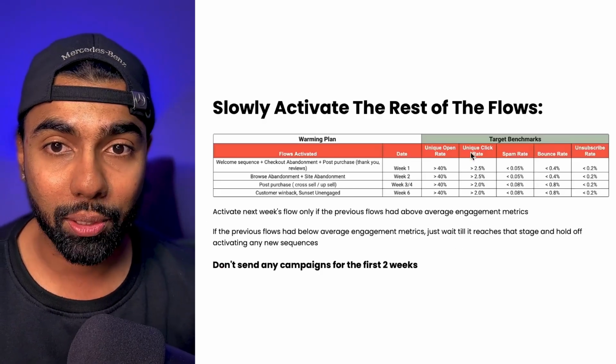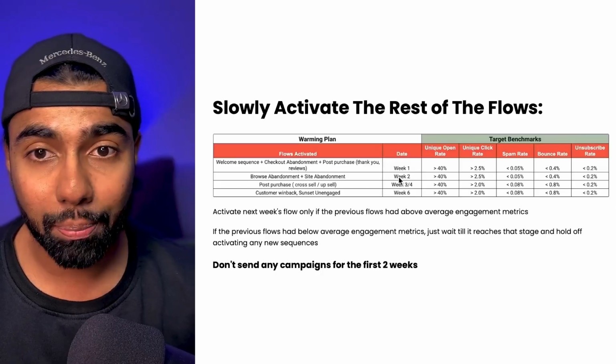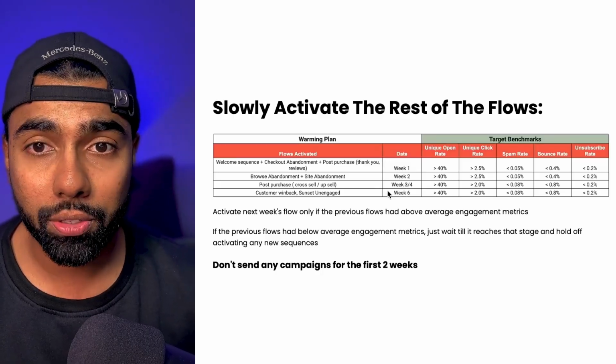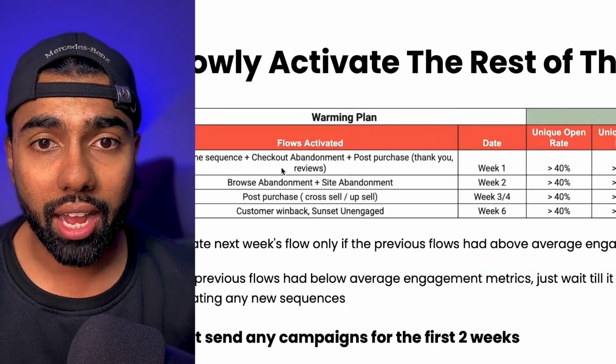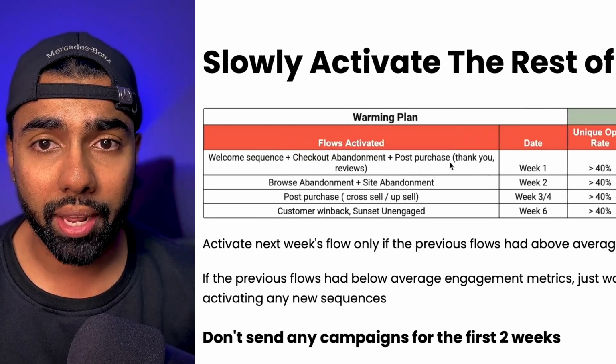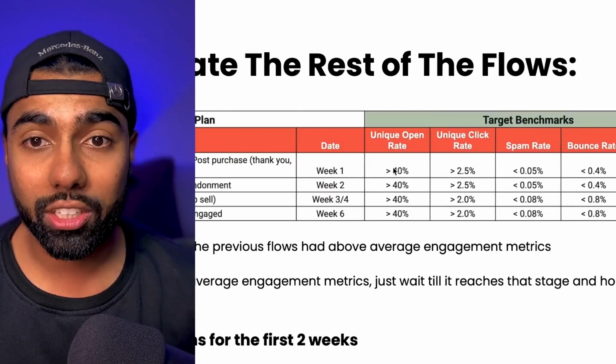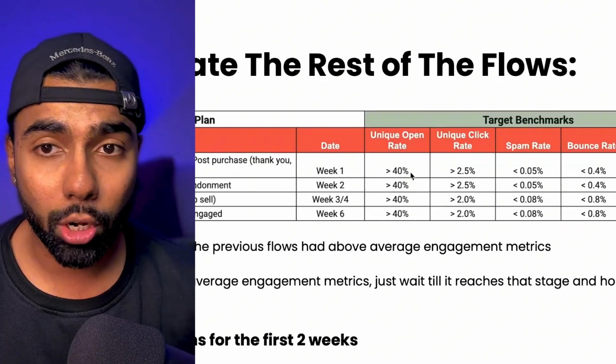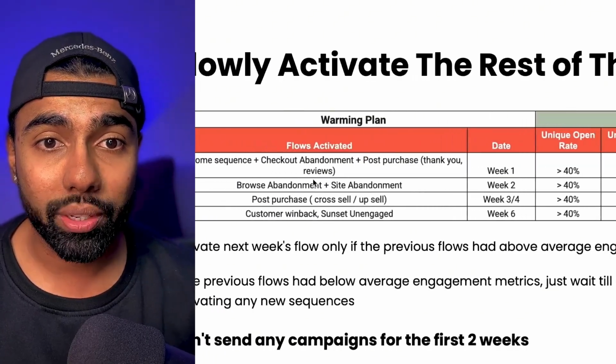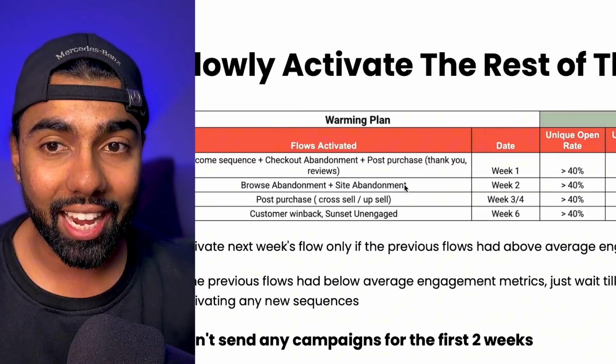And this is what the next steps look like. So I've actually laid out the entire plan for the first 6 weeks for all the flows. This is what we want to do. So week 1, as mentioned, we're going to have just those checkout, abandonment, post-purchase flows. We already know that. I've just gone through it. Week 2, if you get these benchmarks of 40% open rate and 2.5% click rate, then we can switch on our browse abandonment and site abandonment flows.